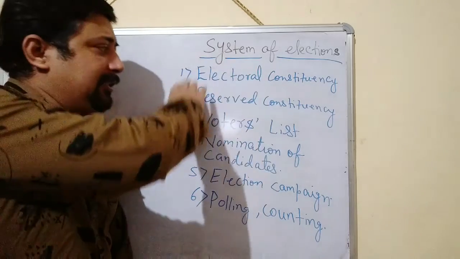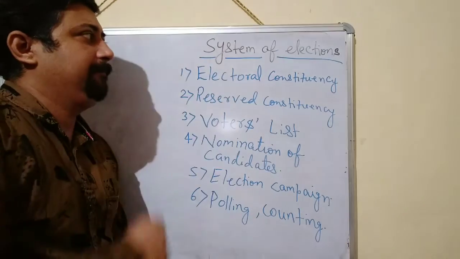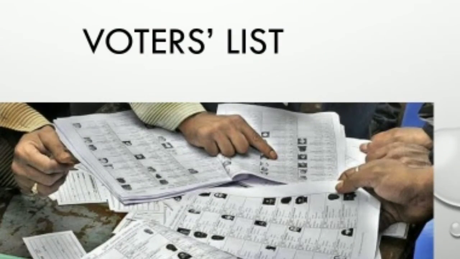So these first two steps are very important, and after that the third step will come. That is the voters list. Electoral roll, you may have heard about the term electoral roll or voters list. Here in the voters list, some names will be included.